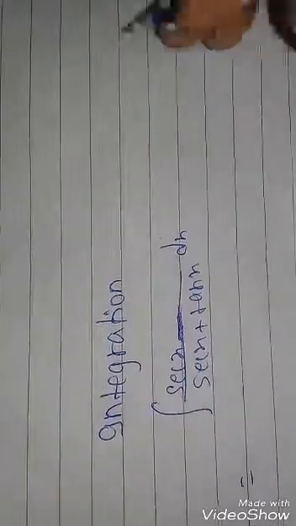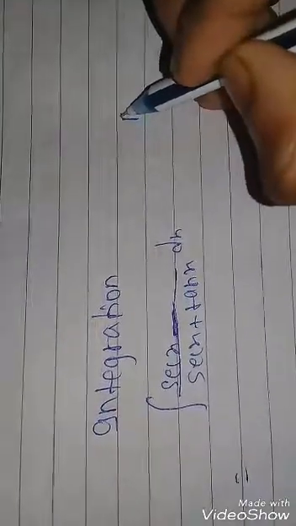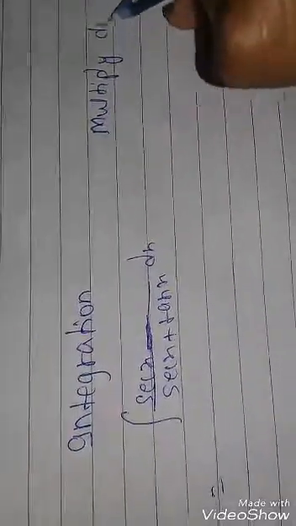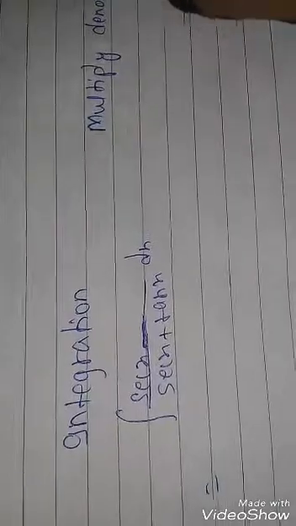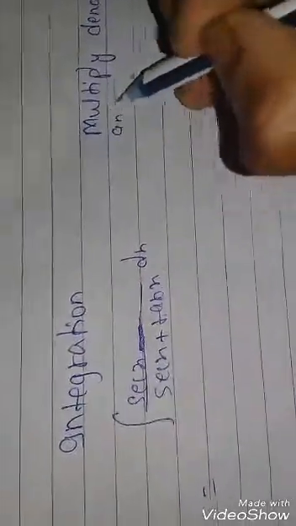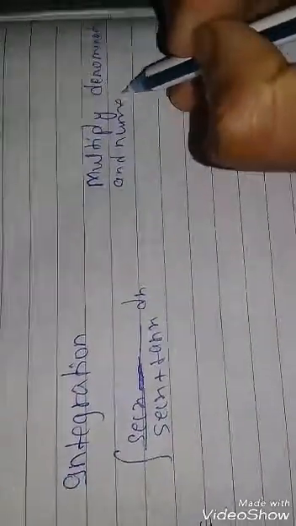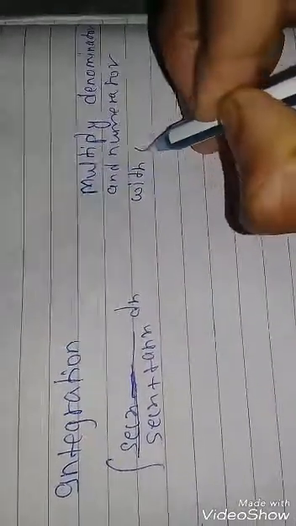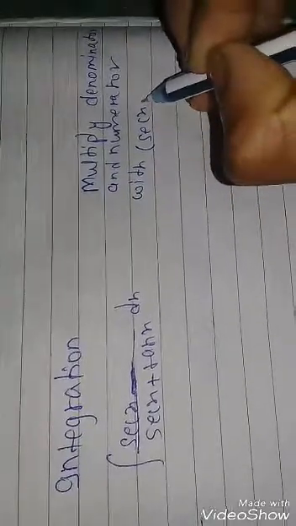We have a short trick. We should solve by applying this trick, that is, multiply both denominator and numerator with secx minus tanx.